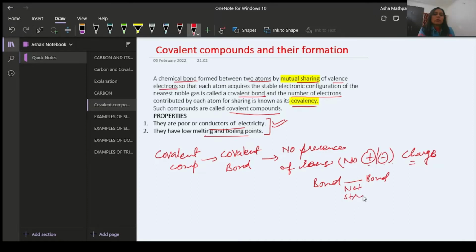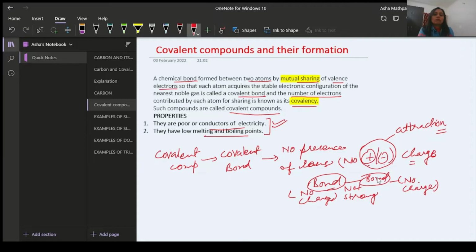Why? Because you know that opposite charges always attract. So the force of attraction is weak because there is no charge. Like this is not having any charge, this is not having any charge. There is no charge to make the force of attraction strong. These bonds are formed by sharing, so there is no involvement of positive or negative charge. So the force of attraction is also weak.